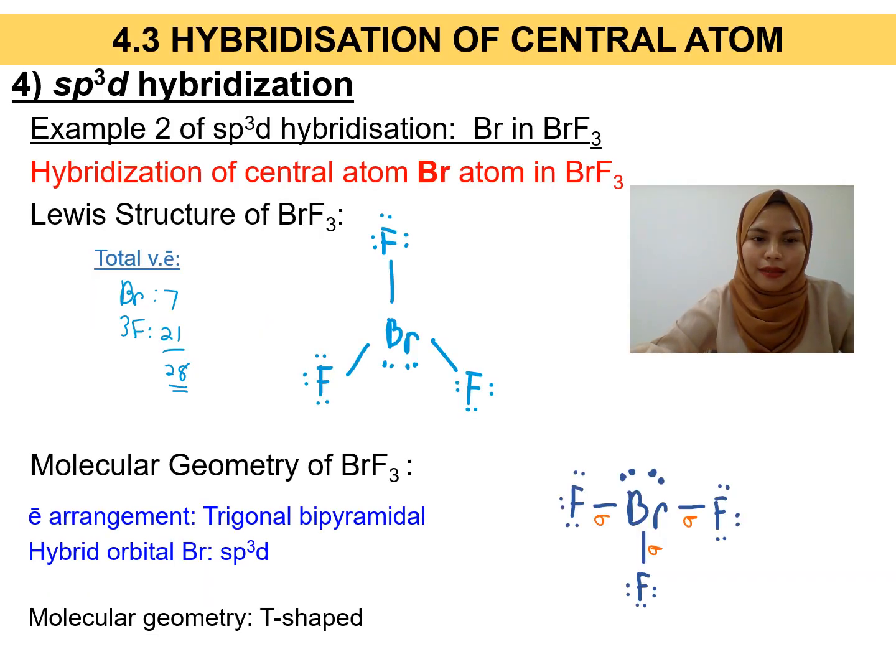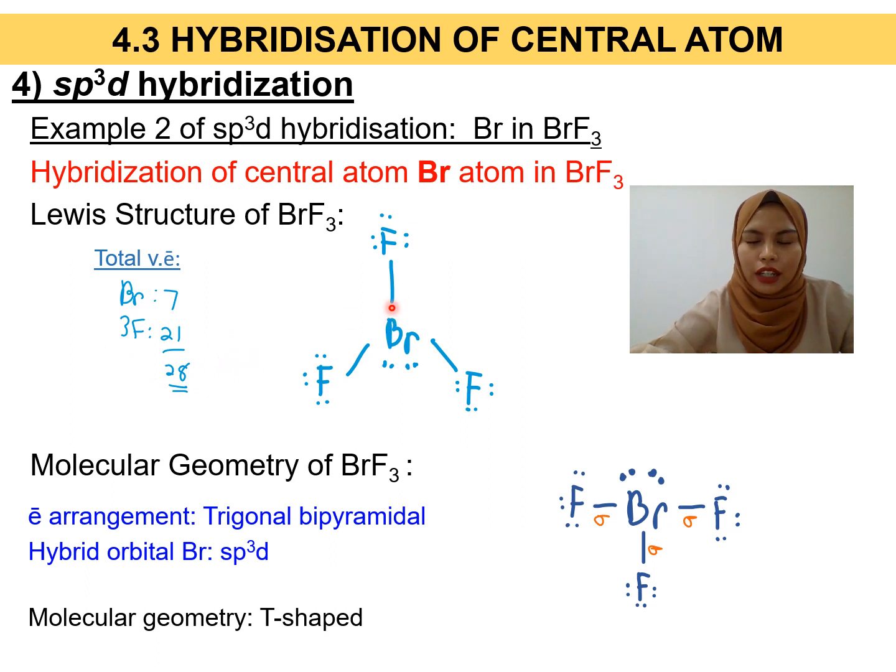Okay, the next example of sp3d hybridization ialah if let's say you ada molecule BrF3 di mana Br ni akan jadi central atom. Okay, so first thing first, draw the Lewis structure for your molecule BrF3, which you have to count first the total valence electron untuk whole molecule BrF3, which you have 7 valence electron in Br, 7 valence electron in fluorine as well. Tapi 3 kali 7 dapat 21. So the total electron here ialah 28.